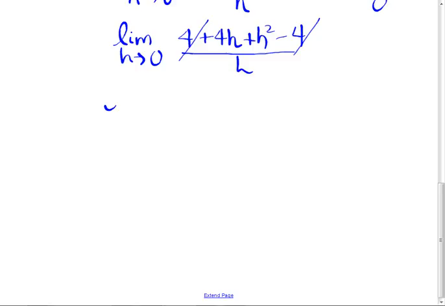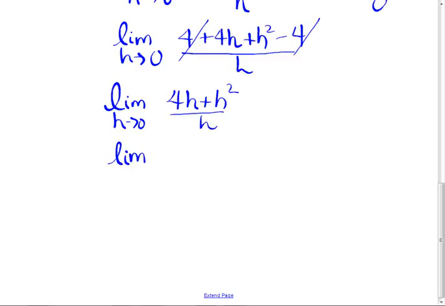Okay, so it's the limit as h goes to 0, and I get 4h plus h squared. This is still algebra. And you guys like me to factor out the h. So I'm left with 4 plus h. Did I do that right? And there's the hole.